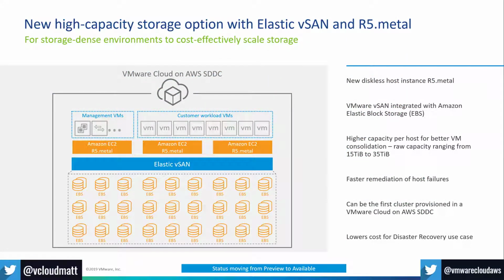We mentioned this, you've probably heard this a lot. There's been a lot of talk about this R5 host. This is where we take the EBS backed storage, anywhere from 15 to 35 terabyte increments, that's raw, per host, that you can now add to an R5 metal host, which has a little bit higher memory and a little bit more CPU as well. So it's a bigger overall host.